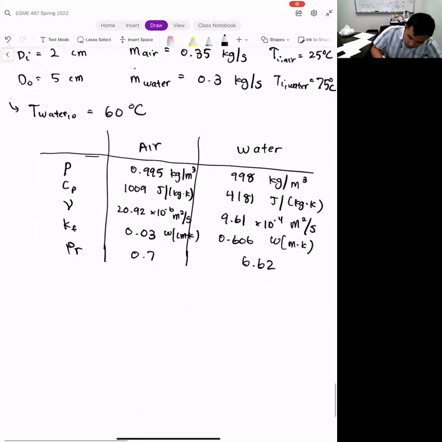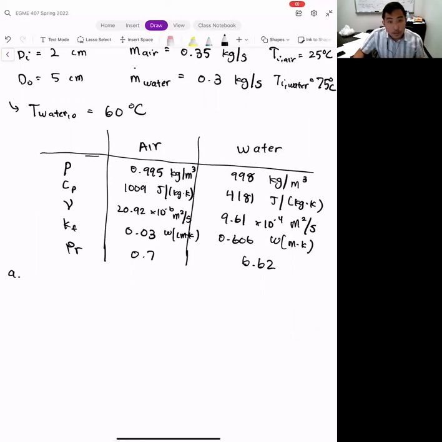And so part A of this problem. In part A of this problem, let's compute the total amount of heat transfer that needs to occur in this heat exchanger.